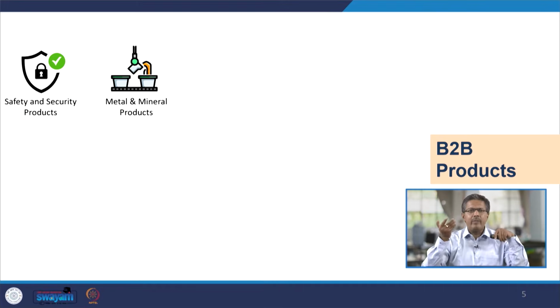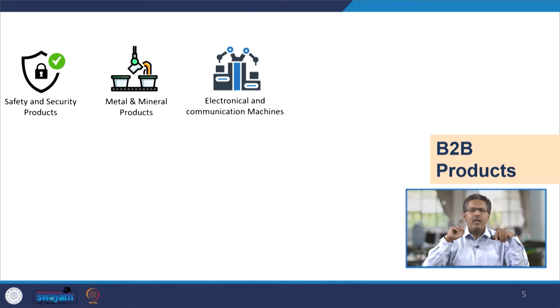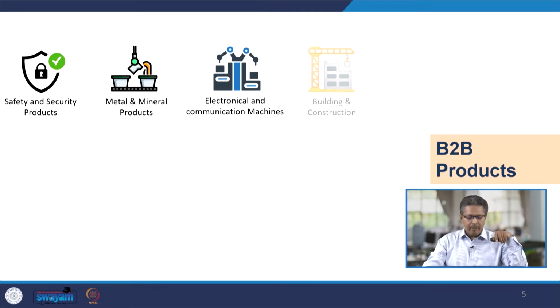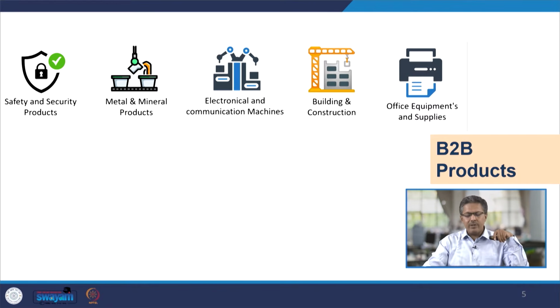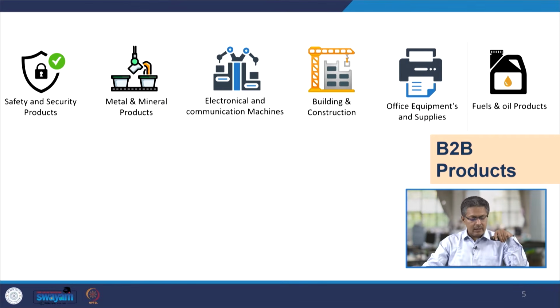Then you have metal and minerals products, right. You have electronic and communication machines, okay. You have building construction materials, then you have office equipment and supplies. Now, in every office there is a lot of supplies, for example, paper, pins, cartridges. So they all will be coming under the B2B product category. Fuels and oil products, okay.